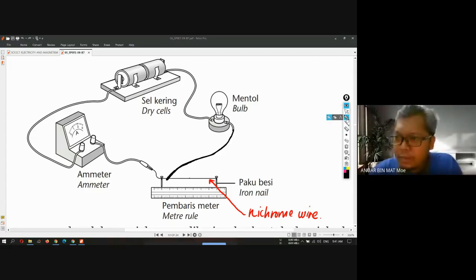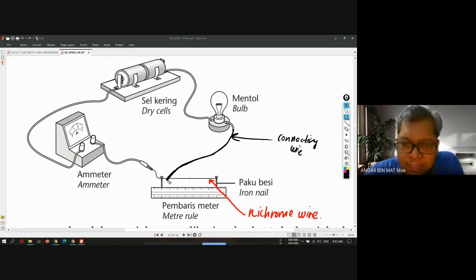Maybe you just write, right now it is connected. You just remember that right now the circuit is connected, because the connecting wire here is connected to the nichrome wire over here. So my question is, is the bulb here lighted or not lighted?